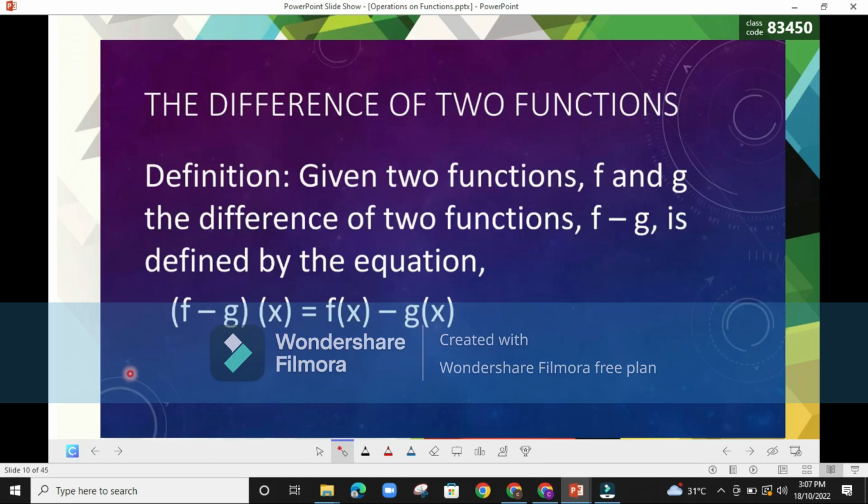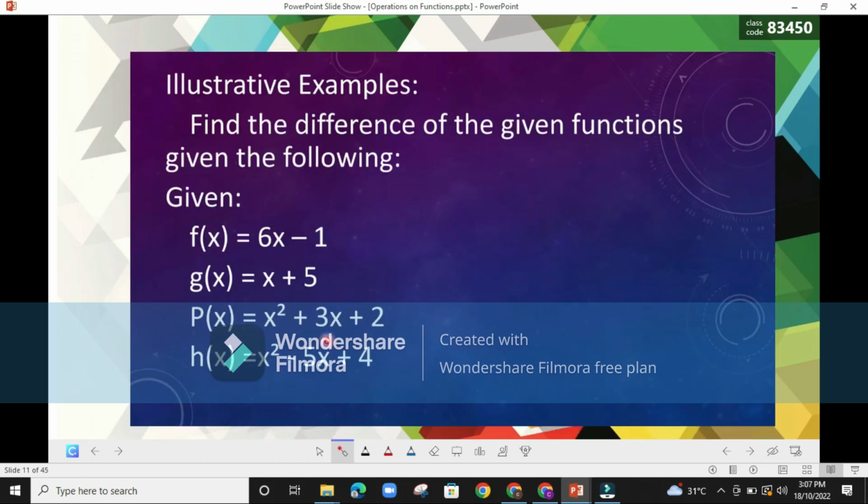Next, let us proceed to the second operation. We have the difference of two functions. By definition, given two functions f and g, the difference of two functions f minus g is defined by the equation (f - g)(x) = f(x) - g(x). Okay, let's have examples. Find the difference of the given functions given the following.